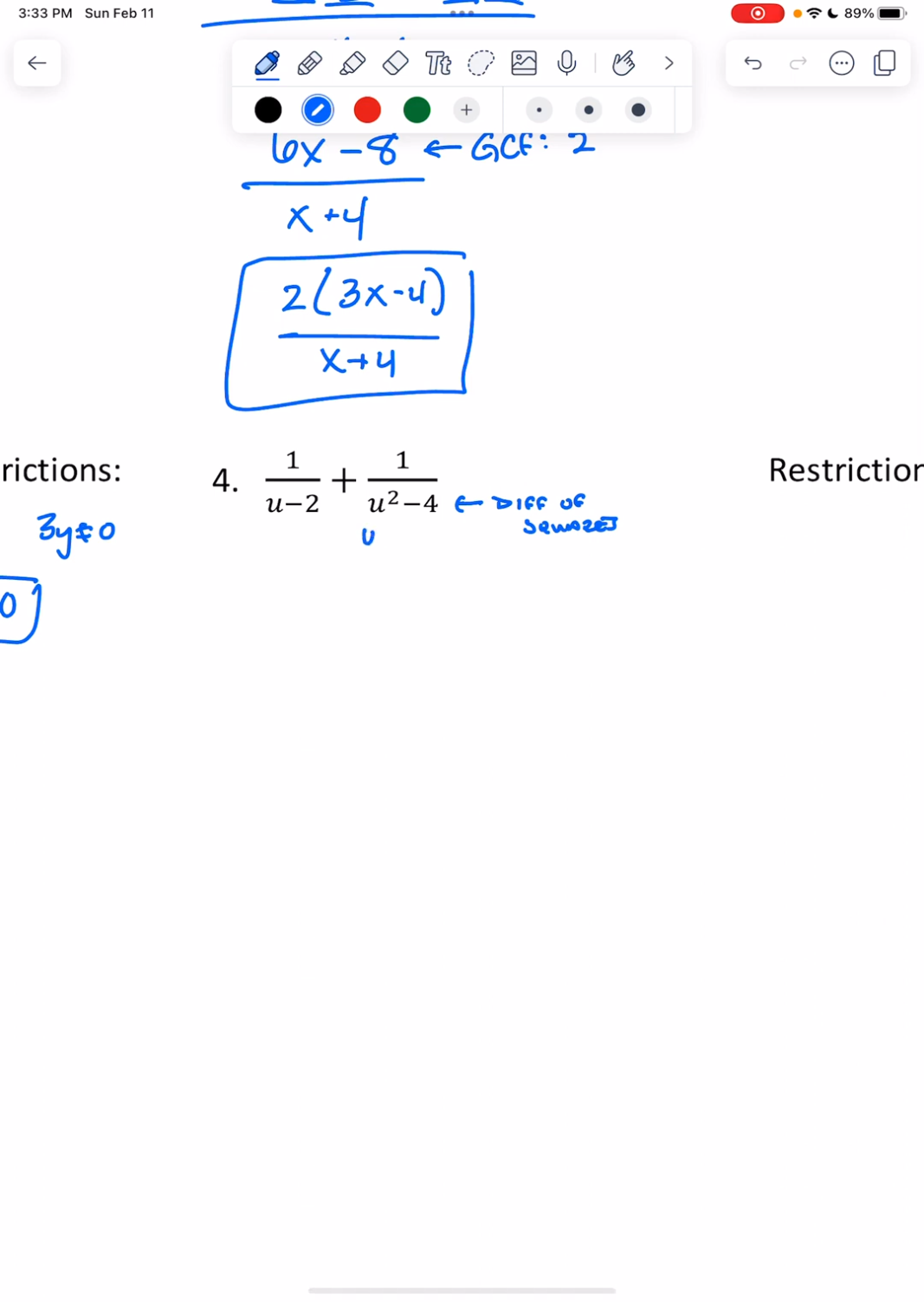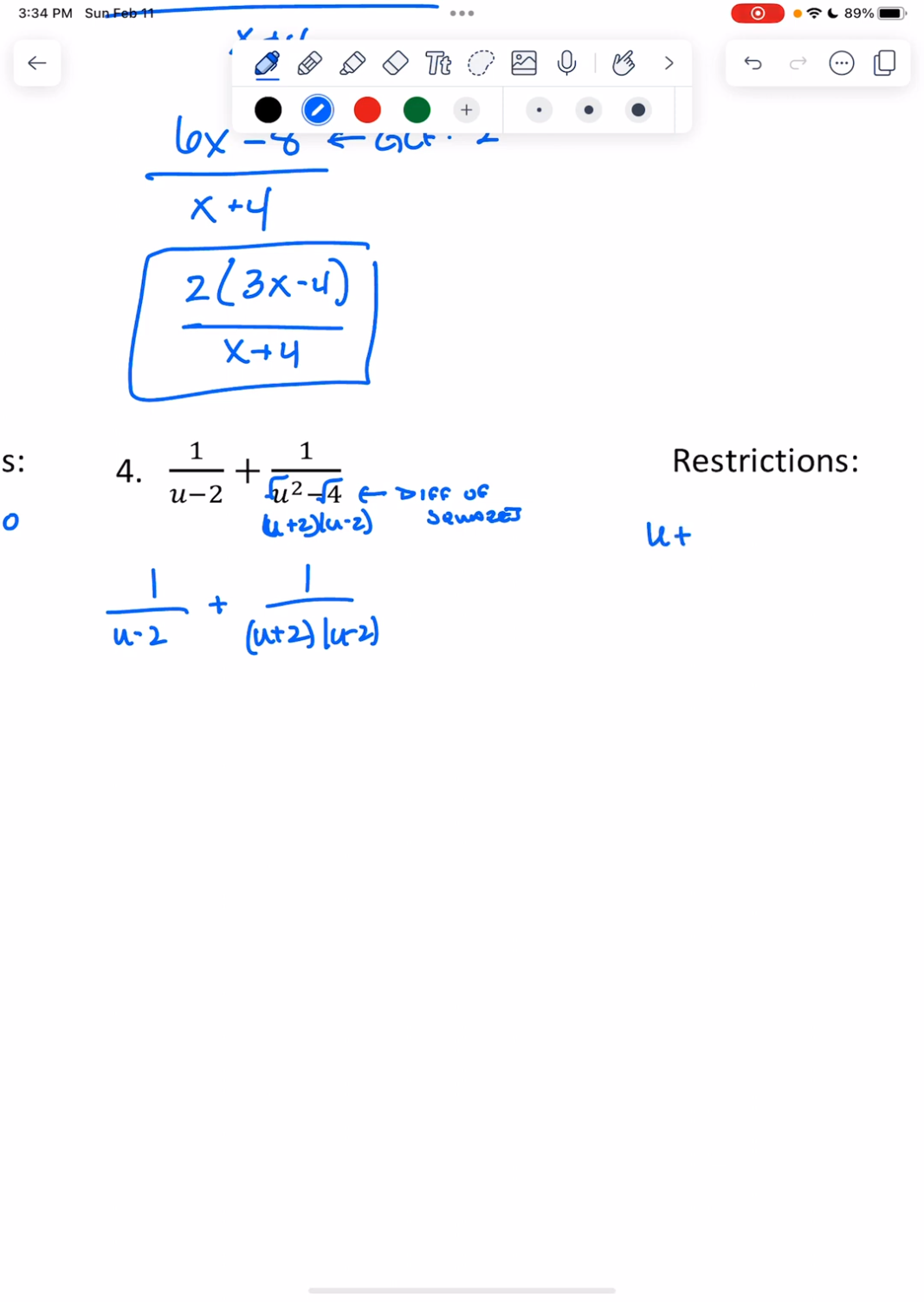Okay, so this guy would be u plus 2, u minus 2. When we factor, right, we take the square root of those. So what we have is 1 over u minus 2 plus 1 over (u plus 2)(u minus 2). Restriction-wise, in the denominator we've got a u plus 2 and a u minus 2 (two u minus 2s, actually, but we don't need it twice). So subtract your 2, add your 2. So u cannot be plus or minus 2.